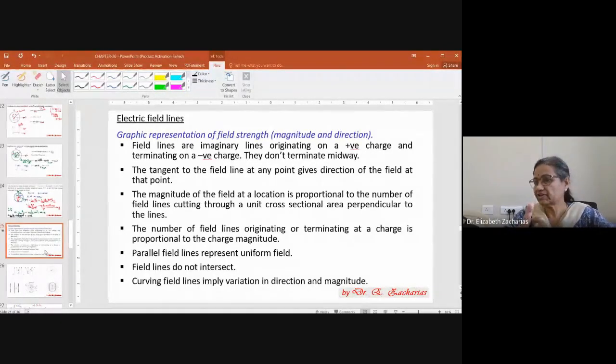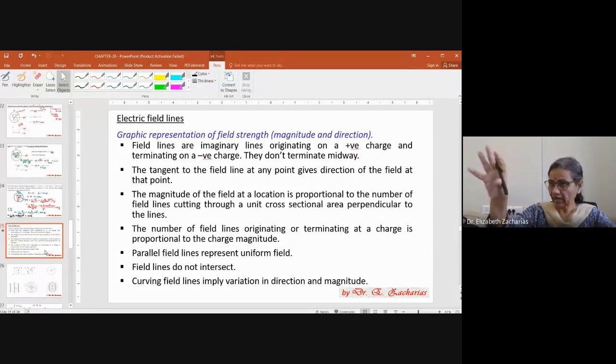And please remember, electric field is a vector. So electric field has a magnitude, and electric field has a direction. So how do you actually draw pictures so that by looking at the picture, a person should be able to say what is the direction of the electric field and what is the value of the electric field? This representation in the form of lines is called field line representation or force line representation.